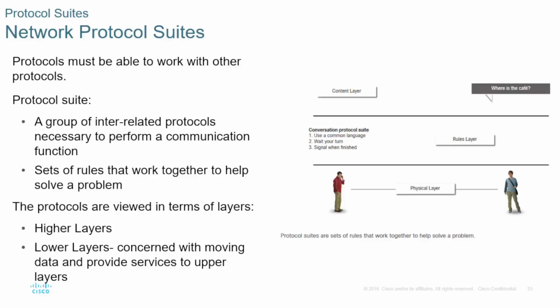A protocol suite is a group of interrelated protocols that work together to perform a communication function. Think of it as a family of protocols that work together to solve the problem of moving data across a network reliably and efficiently. Protocols in a suite are often organized into layers. Higher layers focus on application-specific functions like web browsing or email. Lower layers handle the movement of data, providing essential services that support the upper layers. By working together in a layered structure, protocol suites allow complex network communication to occur in an organized and manageable way.